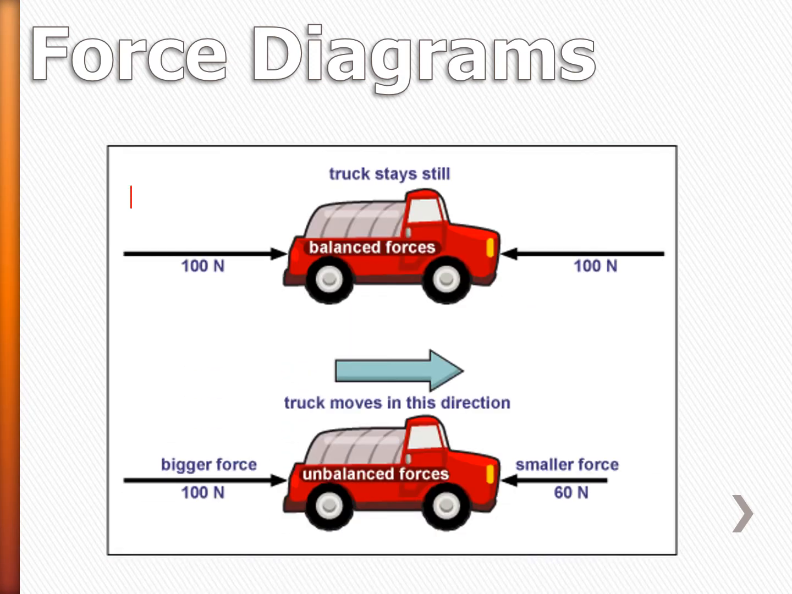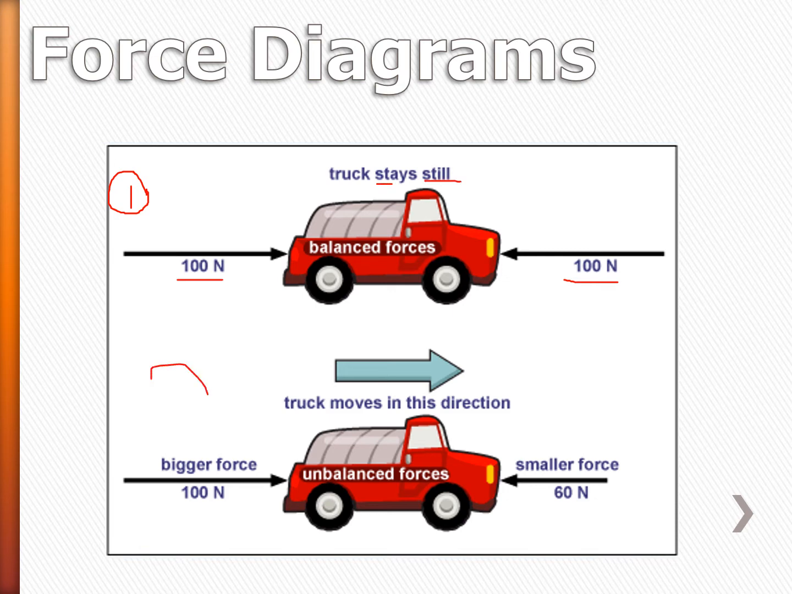We have here force diagrams. In the first diagram, we have a truck acted on by two forces. We have the forward force that is 100 newtons and the opposite force that is 100 newtons. So, what do you think will happen to the truck if these two forces continuously act on the truck? The truck will stay still. It will not move.